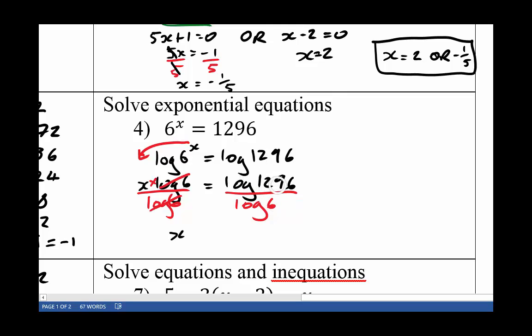Now you need to do this on your calculator. So I'll get my calculator and turn it on, find the log button, press the log button and go log 1296, and then it's really key that you press the divide sign. You don't press the a b over c sign, okay? You press this sign. So you've gone log 1296 divided by log, button again, and then 6. And that gives you an answer which equals 4. So x equals 4. Nice and easy.